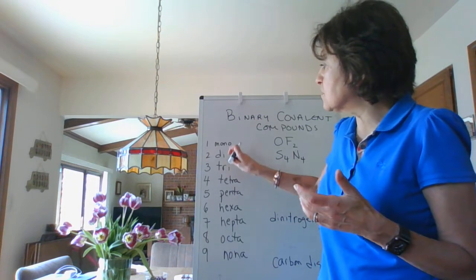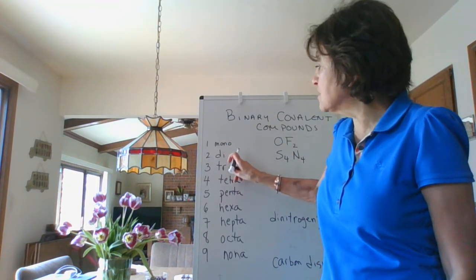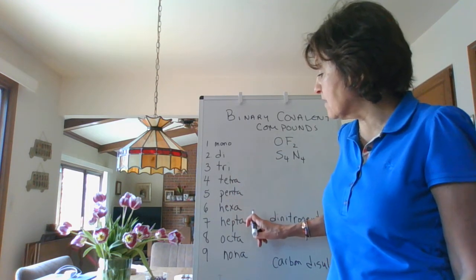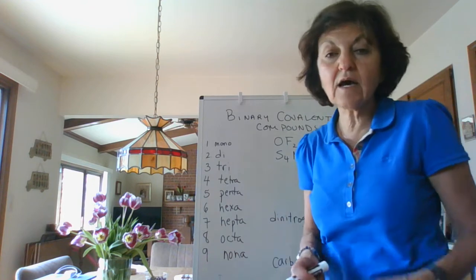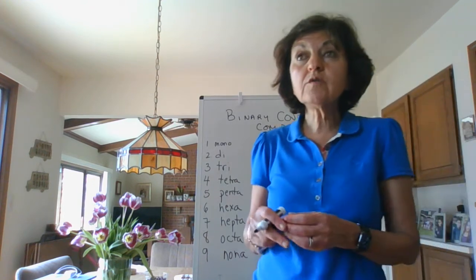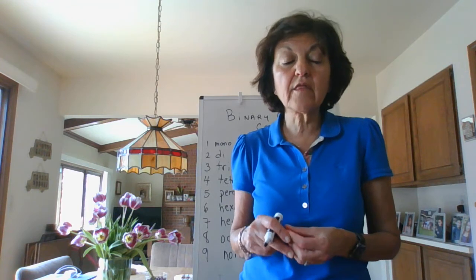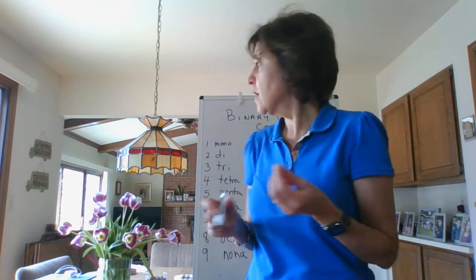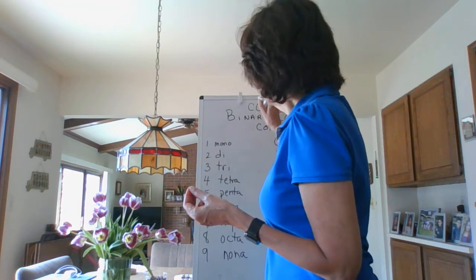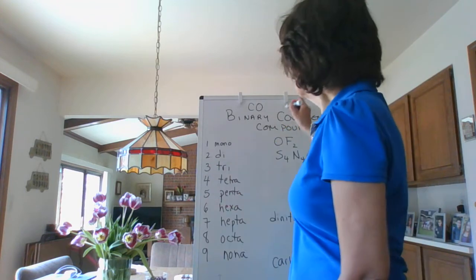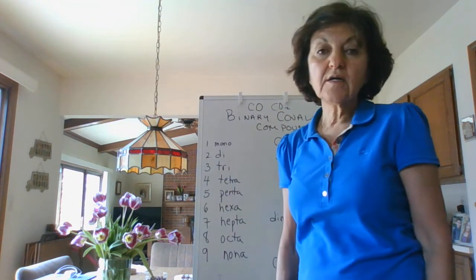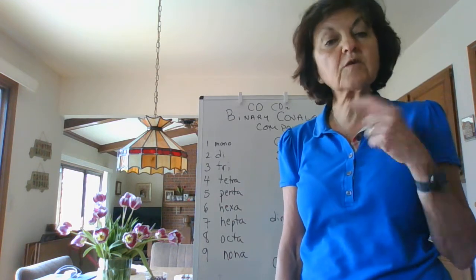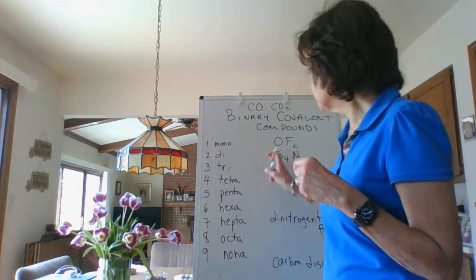Well, these are the prefixes. 1 stands for mono, 2 is di, 3 is tri, 4 is tetra, 5 is penta, 6 is hexa, 7 is hepta, 8 is octa, and 9 is nona. You don't normally use the mono for the first element, but you can use it for the second element. So for example, CO is carbon monoxide. CO2 is carbon dioxide. Notice we did not use the term mono for the first one, but we used it for the second one.